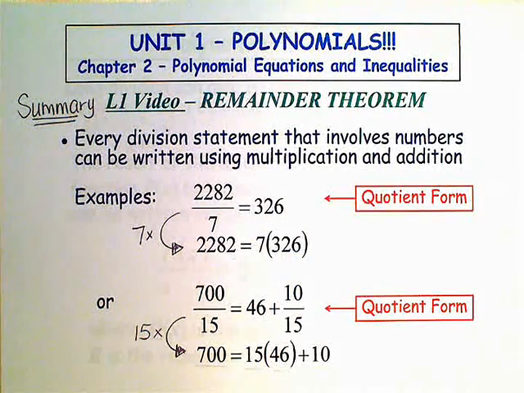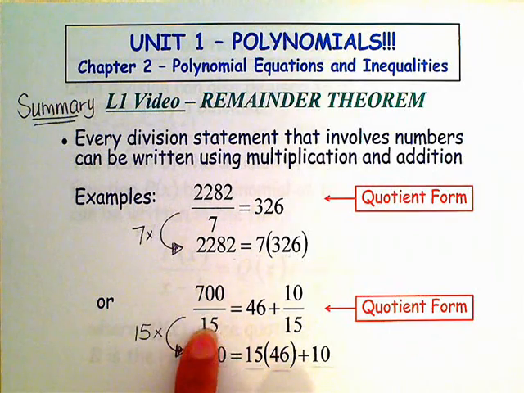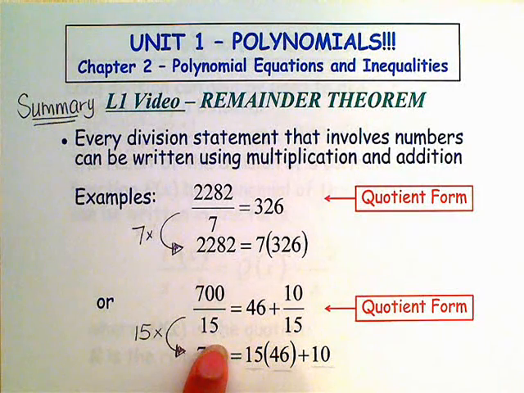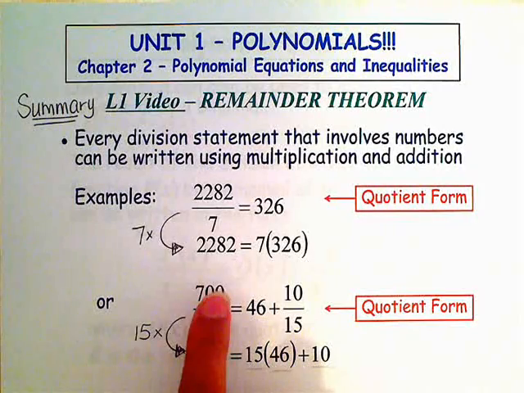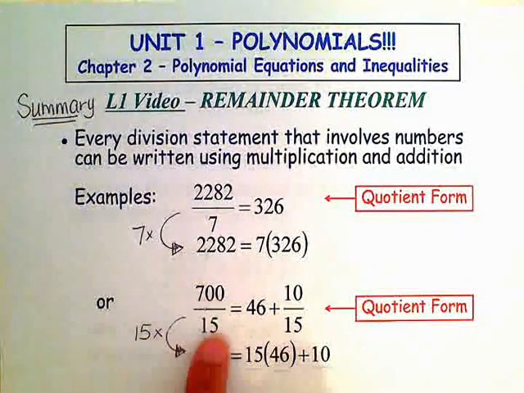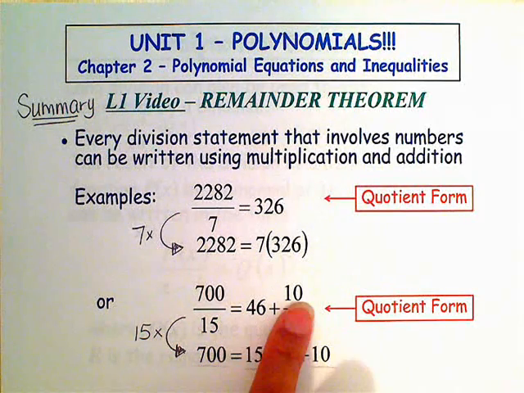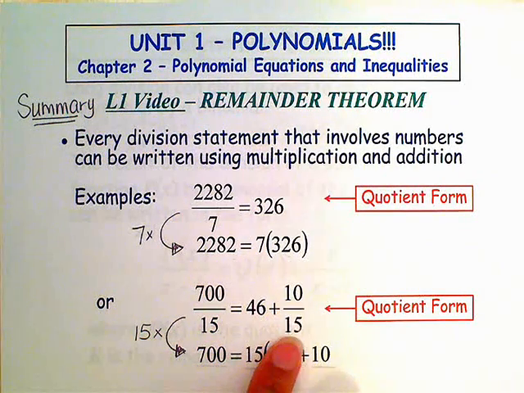Or you might get an example such as 700 divided by 15. Now the special thing about this example is that 700 does not go into 15 evenly, and so what you end up with is a remainder. Okay, so what this means is if I take this number, 700, and I divide it by 15, I get 46 whole, plus I get a remainder of 10 over the divisor, which is 15.